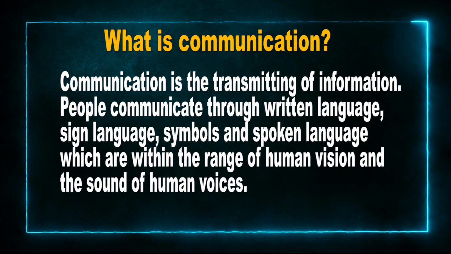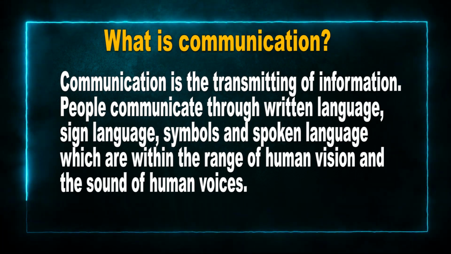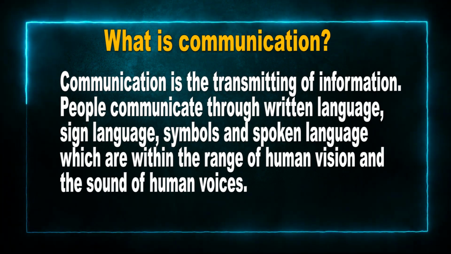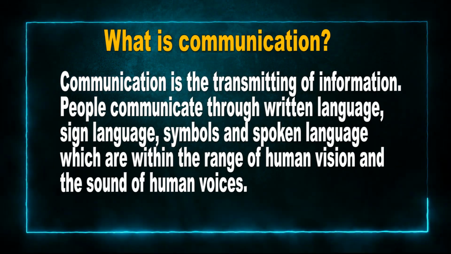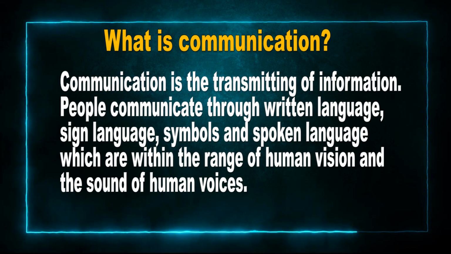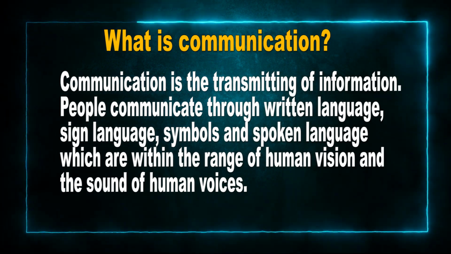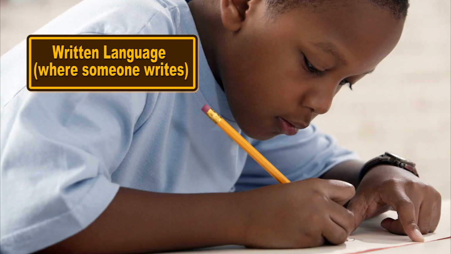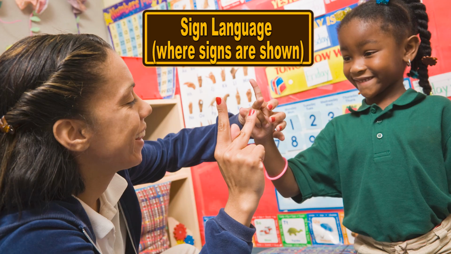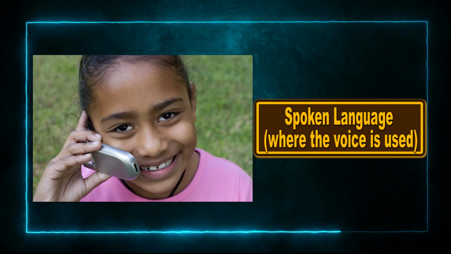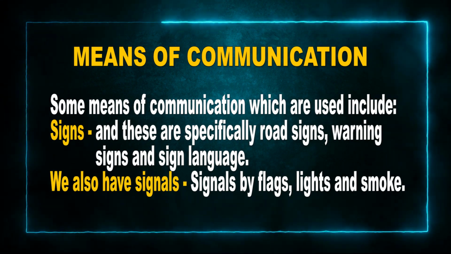Let's review. What is communication? Communication is the transmitting of information. People communicate through written language, sign language, symbols, and spoken language, which are within the range of human vision and the sound of human voices. So, for example, we have written language, where someone writes, sign language, where signs are shown, spoken language, where the voice is used.